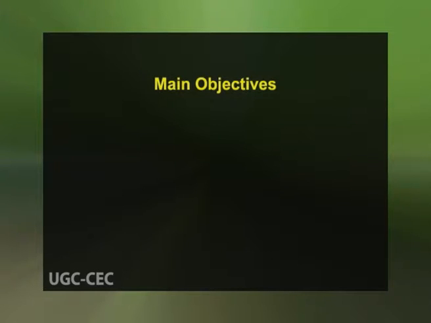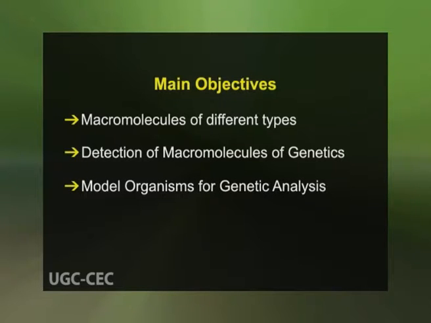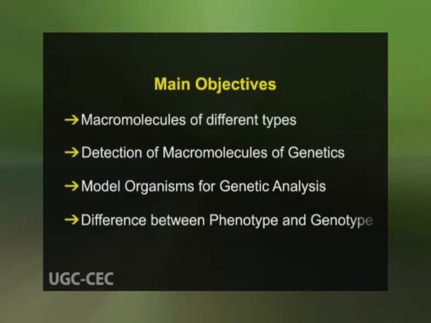Hello friends, today we will gain knowledge about the topic detecting macromolecules of genetics, model organisms for genetic analysis, and the difference between phenotype and genotype. Our main objectives will be to study the macromolecules of different types, to gain knowledge of the detection of macromolecules of genetics, to study the model organisms for genetic analysis, and to understand the difference between phenotype and genotype.